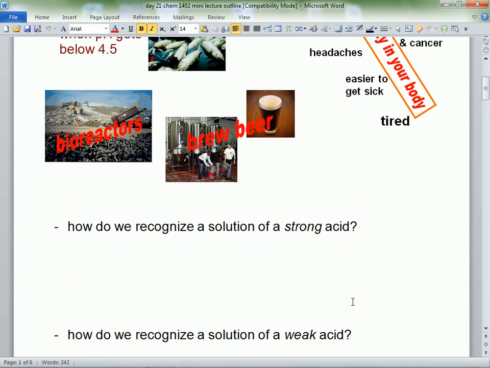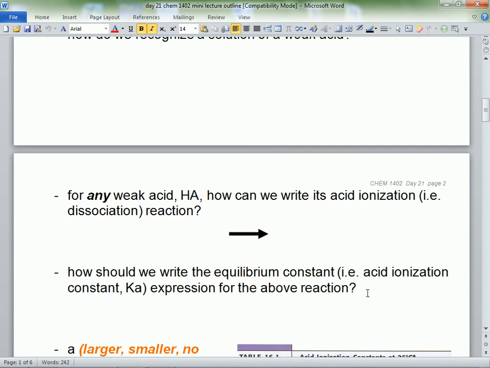And that really begs the question, Sabina, how did we know we had a weak acid in the first place? How do you know the difference? How do you recognize the two? You have to know the strong acids, because then everything else is a weak acid. So definitely know those strong acids, otherwise you're not going to be able to tell which is which. Okay.